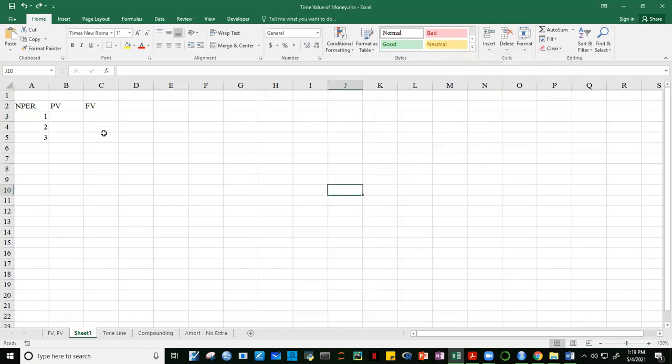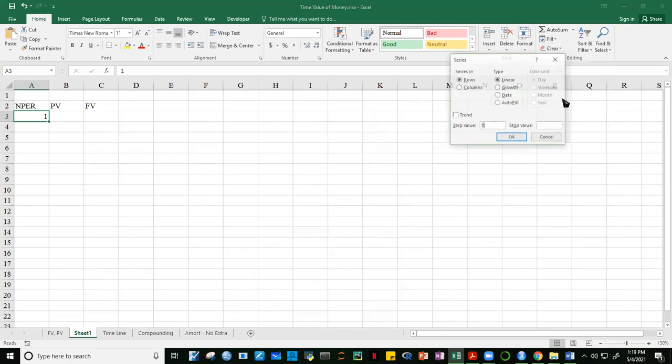Okay, let me... You have to start here. Tanggalin ko to. You have to start with the beginning number, 1. Okay, and then go to fill, and then series, columns. Okay, step value 1. Ibig sabihin, you keep on adding 1. Plus 1, plus 1, plus 1, plus 1.